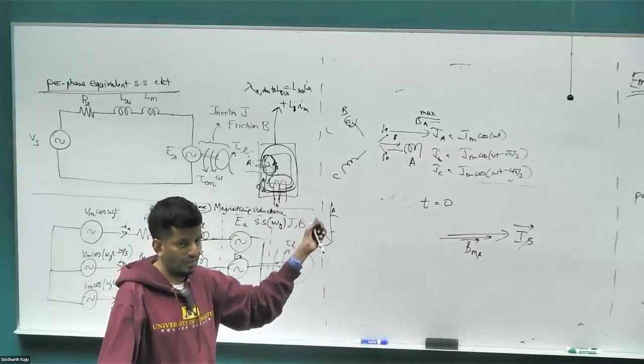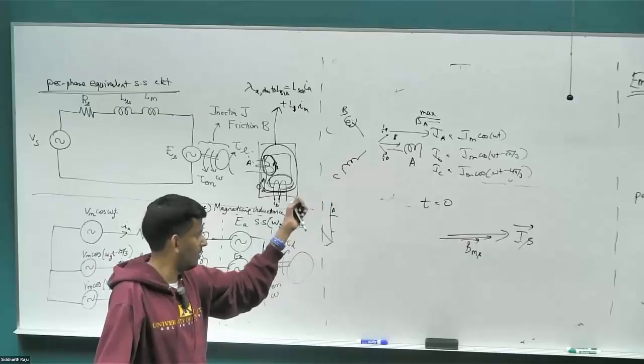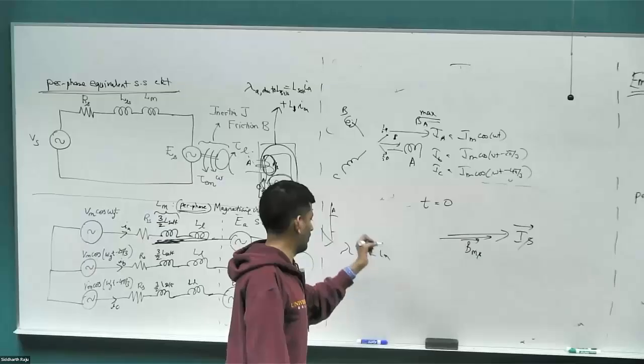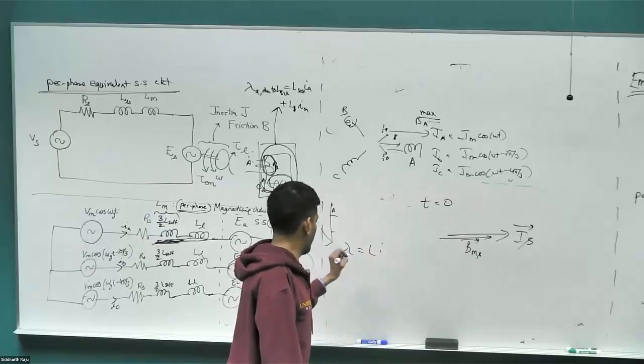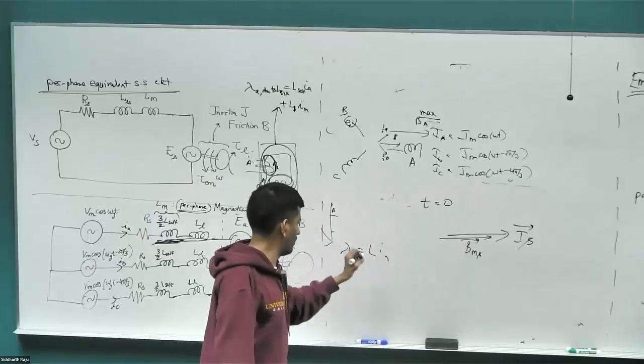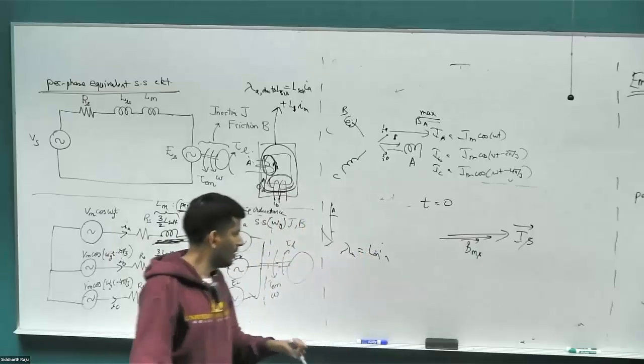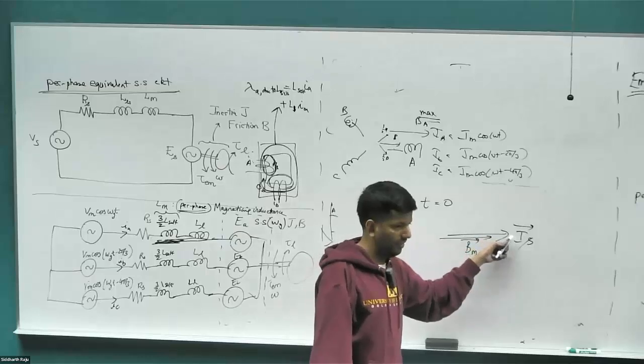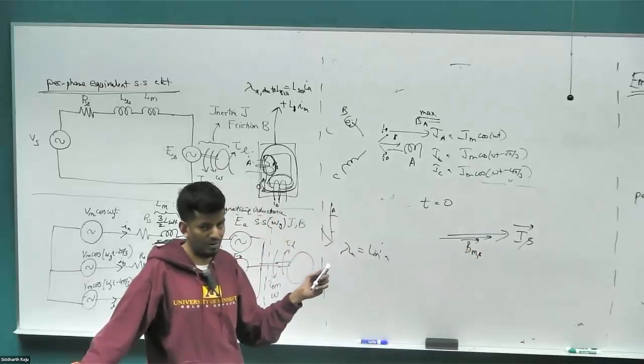Because the flux established is directly related to the current, right? Lambda is directly just a function of current: L times the current, the A phase current, the B phase, C phase, whatever, or the corresponding element. So if the current is in one direction, the flux linkage is going to be in the same direction. The B field associated is also going to be in the same direction.